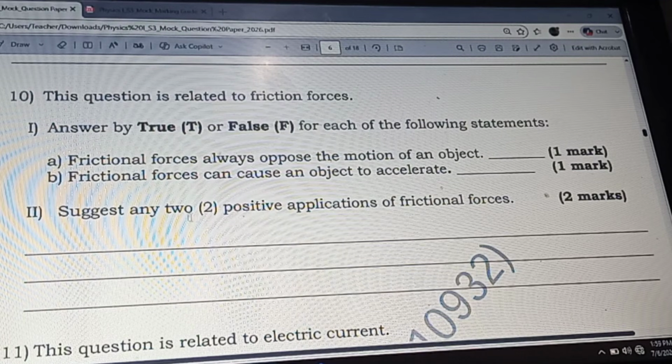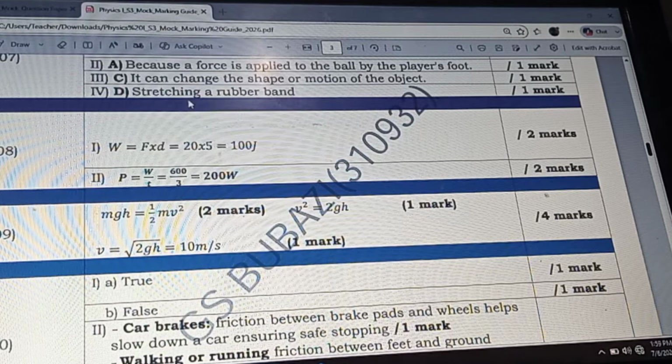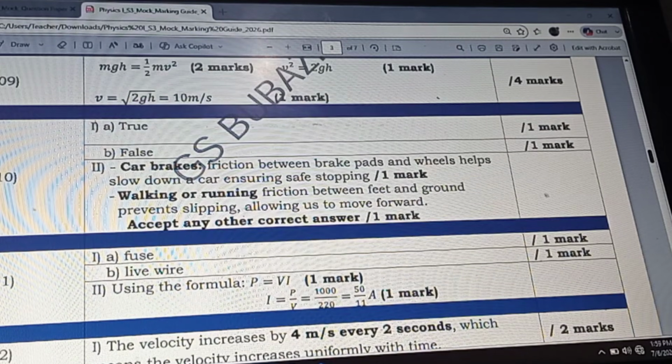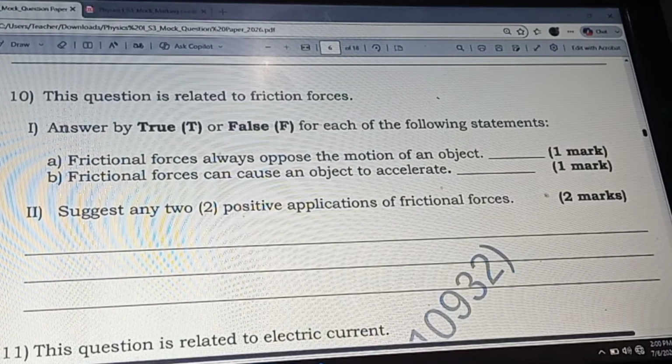I2. Suggest any two positive applications of friction force. The two applications of friction force are these. Car brakes. Friction between brake pads and wheels helps slow down a car, ensuring safe stopping. Next, walking or running. Friction between feet and the ground prevents slipping, allowing us to move forward, and so on. Let's continue to the next question.